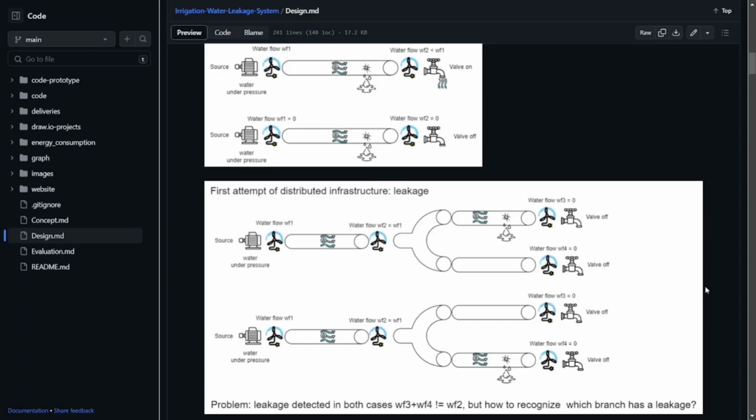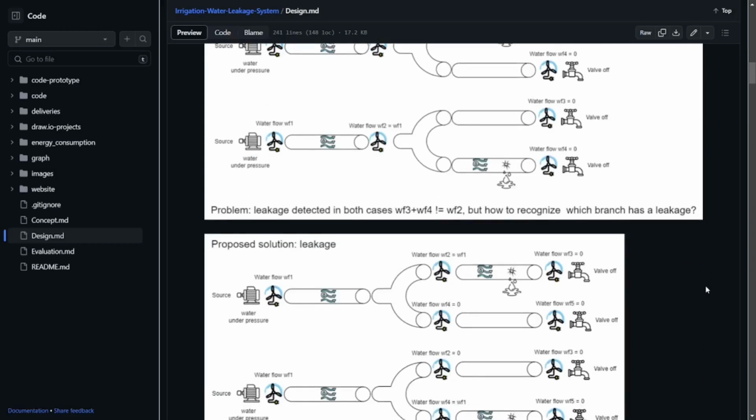Our first attempt to detect leakages in a distributed infrastructure is the following. By putting a water flow sensor before the fork, we can correctly detect a leakage by computing the difference between the fork water flow and the sum of the branch water flows. But it is not enough to satisfy the requirements, since we cannot detect which pipe is leaking, as in the picture. You can see the same water flow in both cases, but different pipes are leaking.